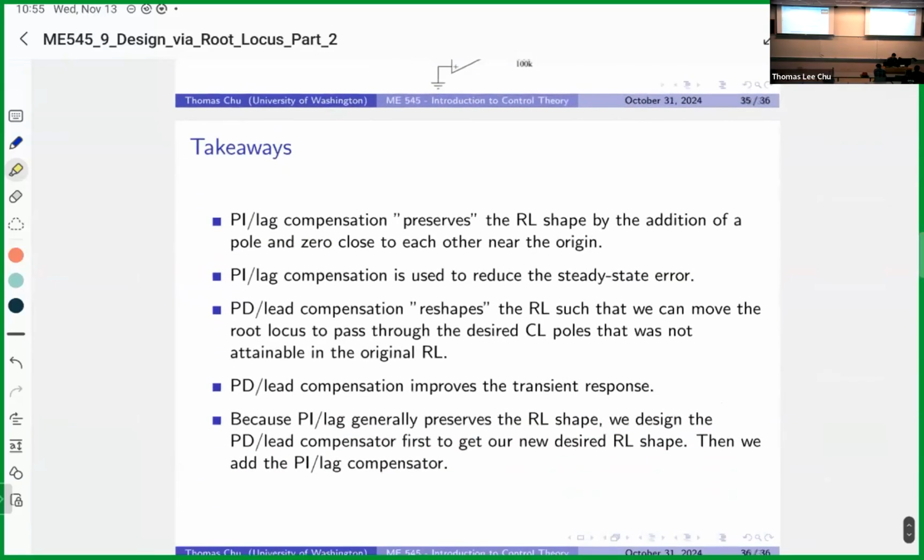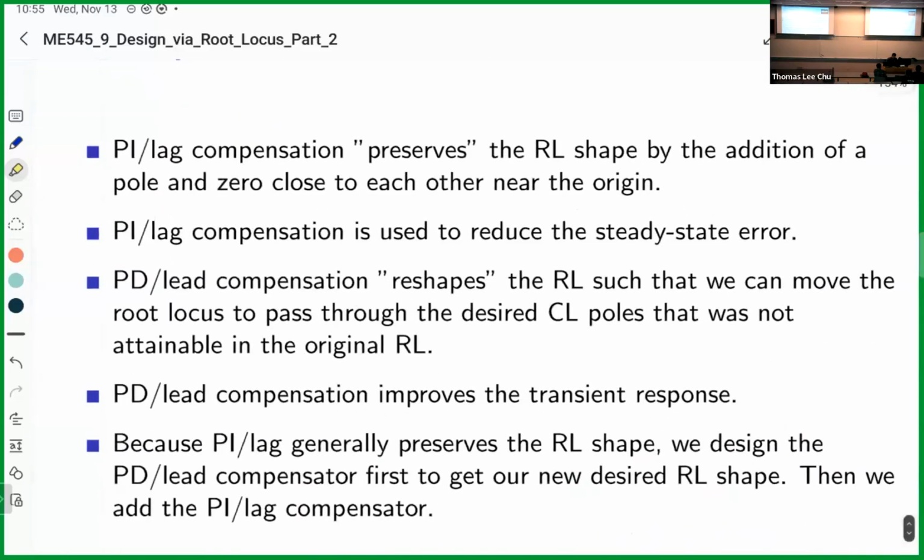Yeah, and here are some takeaways before we move on to the MATLAB and chapter 10, which is Bode plots. PI and lag compensation preserves the root locus shape by the addition of a pole and zero close to each other near the origin. Note that they do become the dominant poles, and they do make your system have a decay response long term. PI and lag compensation is used to reduce the steady state error.